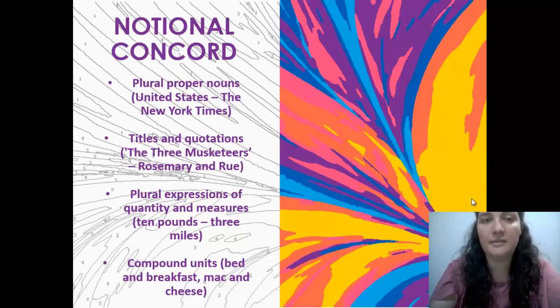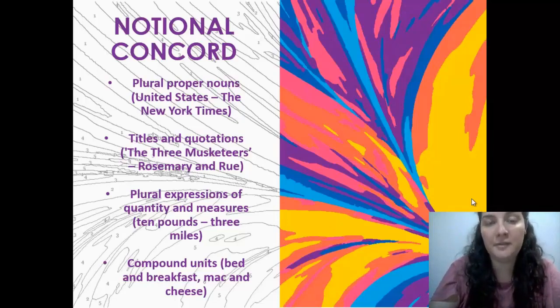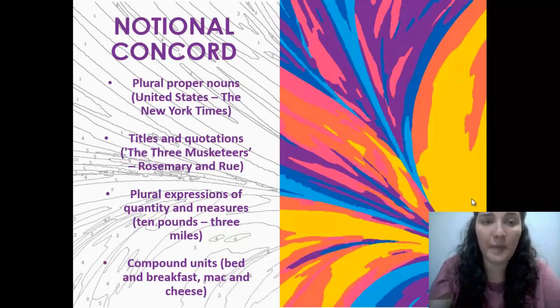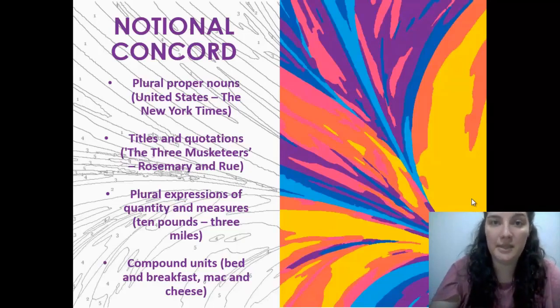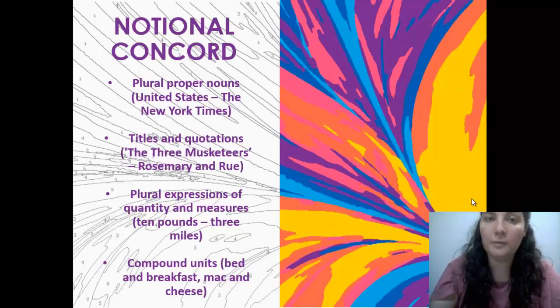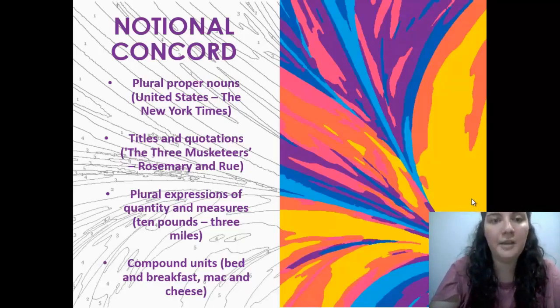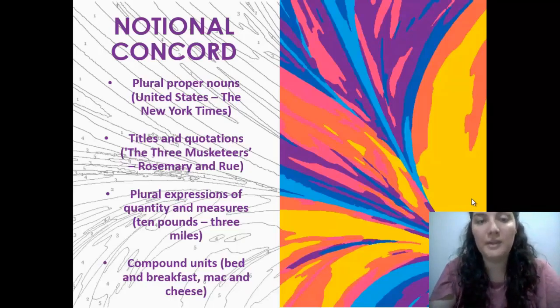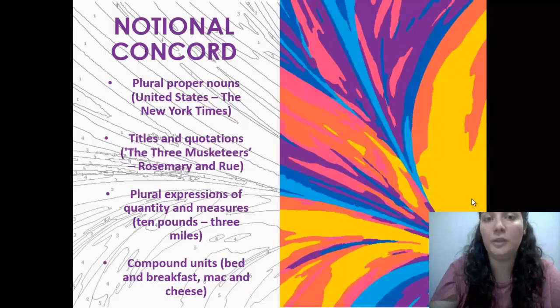The United States, the New York Times. United States in this case is a reference for a country, and the New York Times for a newspaper. Titles and quotations in general. We have two examples here. The Three Musketeers has a plural reference, but we need to apply a singular verb. Rosemary and Rue is the name of a book. In this case, we also need to apply a singular verb.